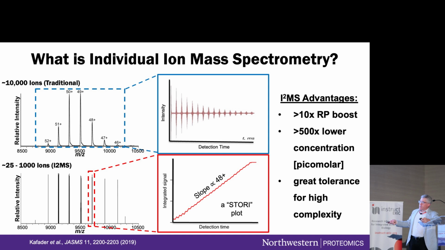So this could be a 0.5 second to 2 second detection period, and that slope is proportional to the charge state. So that's a 48+ ion. There we go. A 49+ would have a slightly higher slope. A 47+, slightly lower slope. They're very stable. They can be calibrated and stable over months, periods of time.